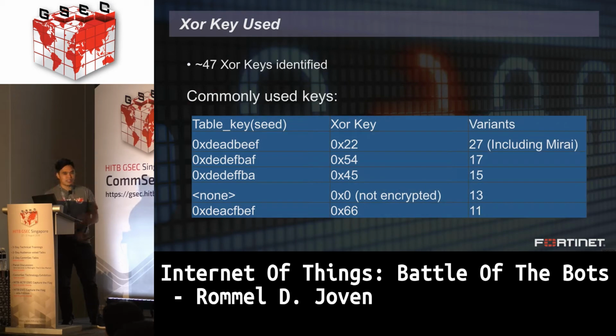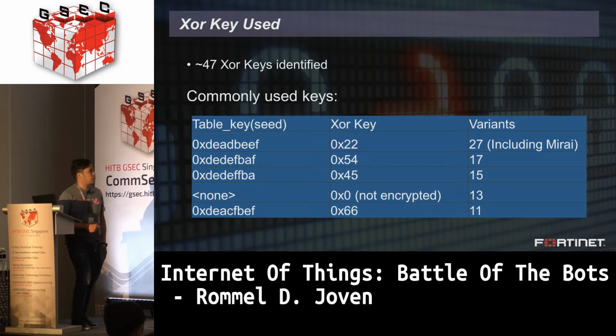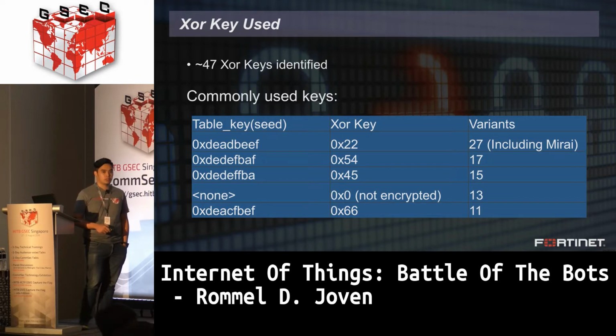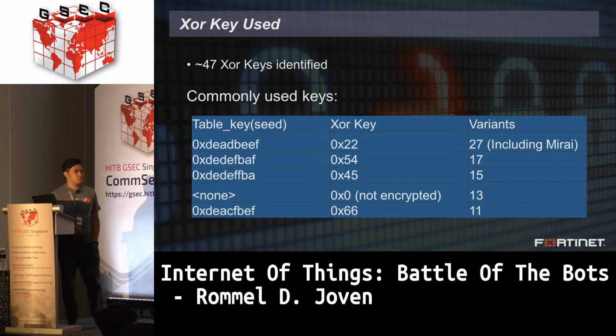Next, since we already know that Mirai just uses a XOR algorithm, these are the XOR keys that we were able to identify that Mirai variants are using. Approximately 47 different XOR keys are used, and these are the top 5 that we found. First is deadbeef, or 0x22. This includes Mirai. We found that 27 variants are using this. And we have 54 and 45.